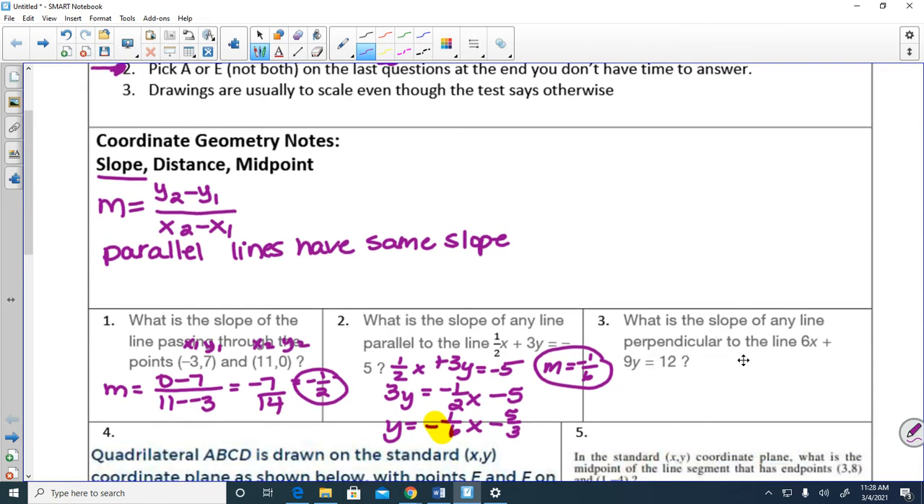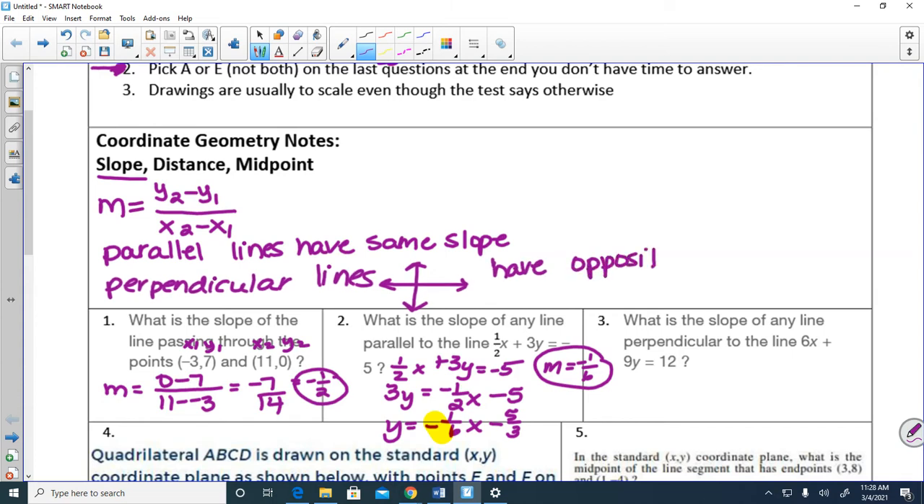Question 3 says, what's the slope of any line perpendicular to the line 6x plus 9y equals 12? Well, perpendicular lines are lines that intersect at right angles. So they intersect like this, like a T. Perpendicular lines have opposite reciprocal slopes. Opposite means change the sign, positive to negative or negative to positive. Reciprocal means flip the fraction.